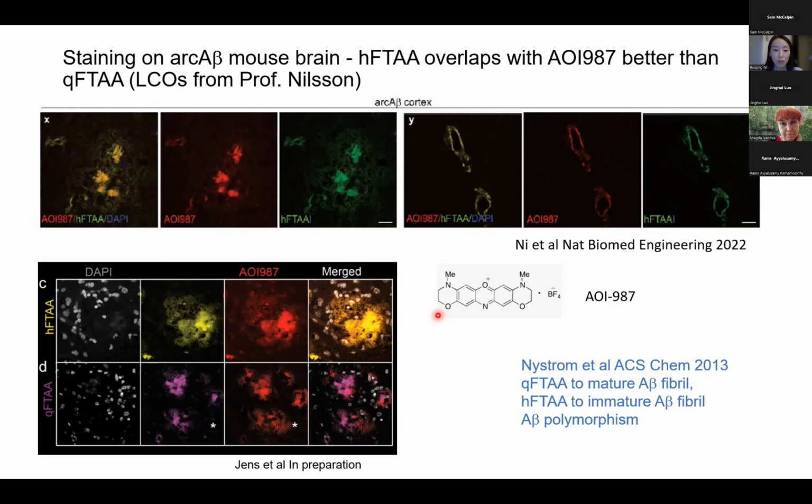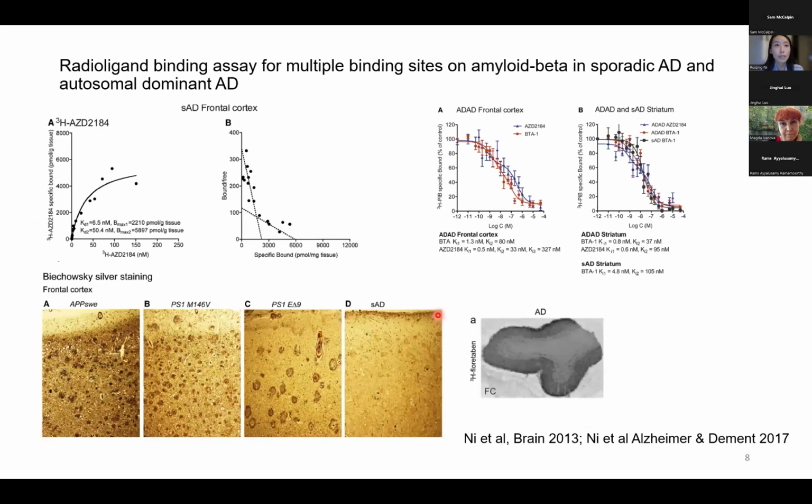So we think maybe we can also detect this kind of A-beta polymorphism using other A-beta probes. The other binding assay we did before is to detect the different binding sites in the sporadic AD and the autosomal dominant AD cases. In the left panel, we see that the compound AZD 2184, an amyloid imaging probe, can detect 2 binding sites in the sporadic AD frontal cortex.